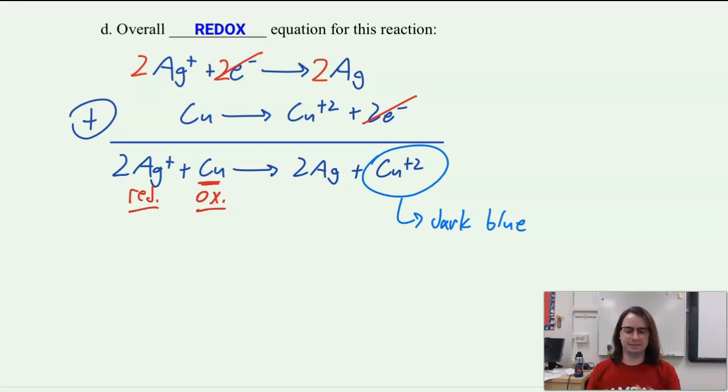So you have to kind of keep that straight, right? If anything is being reduced, it's also the oxidizing agent. If anything is oxidizing, it's also the reducing agent. We need to go over this a couple times. That's okay. This can get a little tricky.